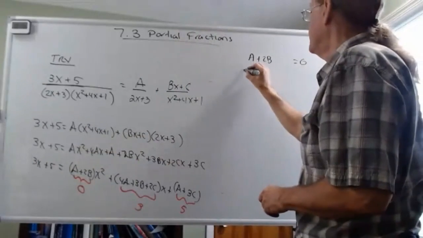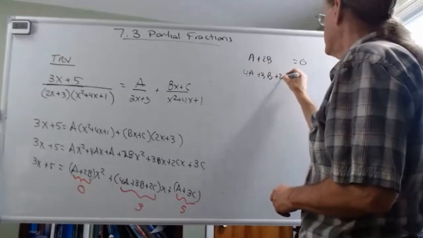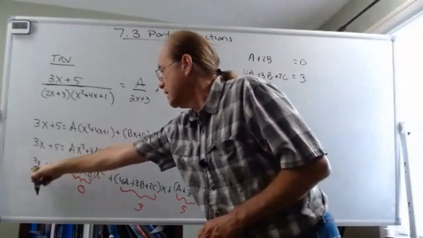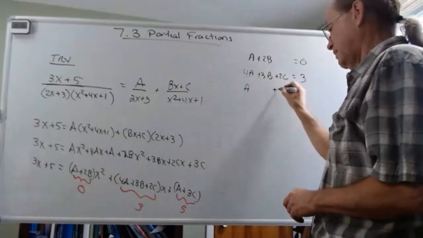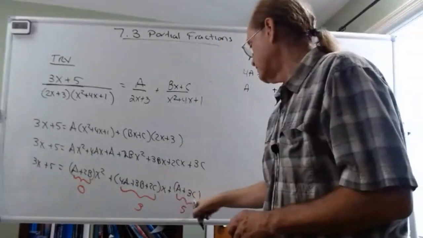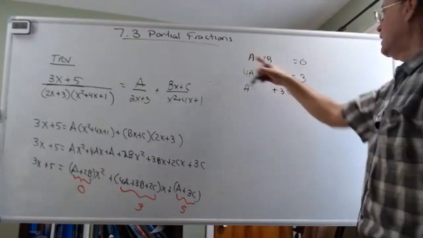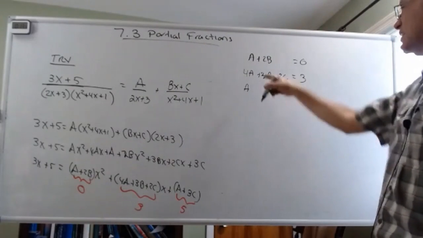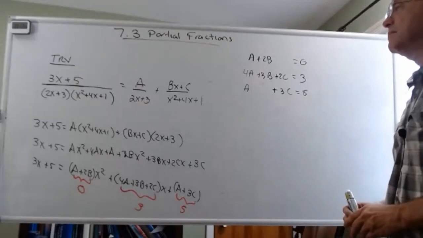Then I have my 4A plus 3B plus 2C has to equal 3. Why? Because there's a coefficient of 3 in front of the x term. Then I have my A plus 3C has to be 5 because that's what the constant term is. The constant term is 5. There's my system. Go and solve that. Very similar to what I had earlier, so a little bit different, but you're going to get some sort of coefficients for A, B, and C that way.